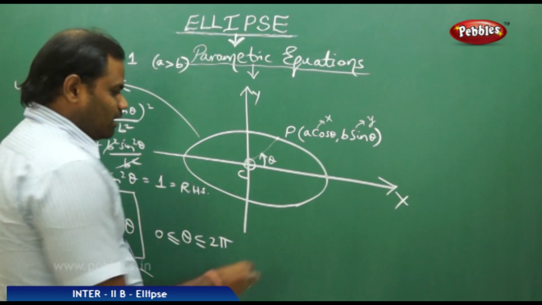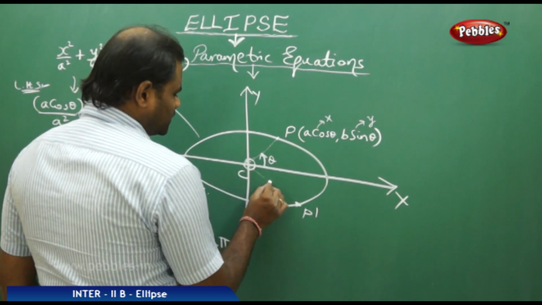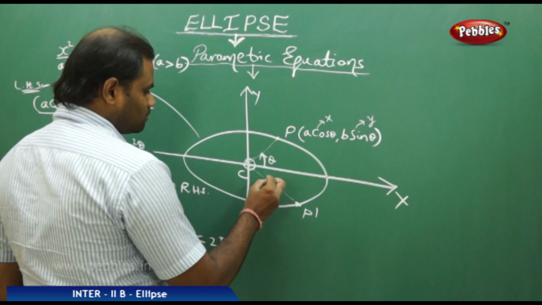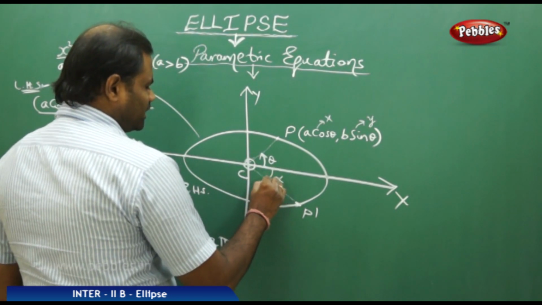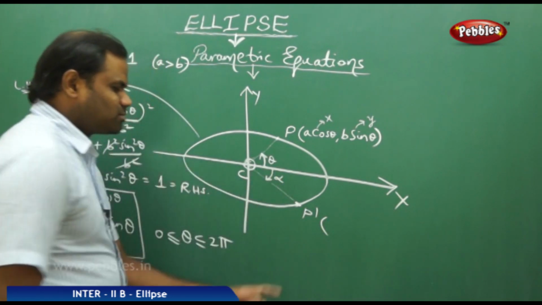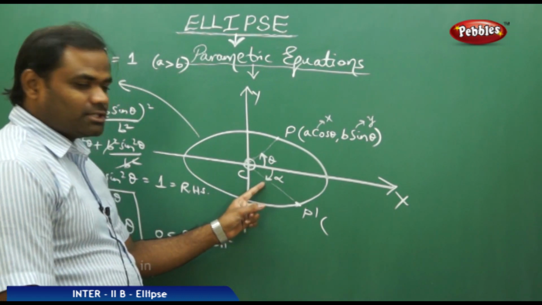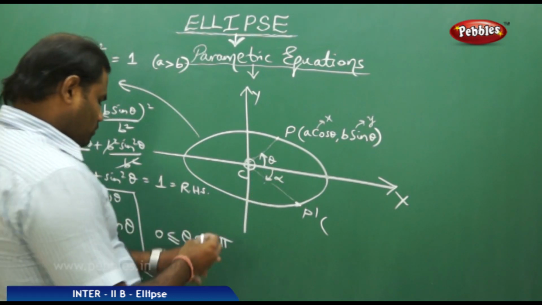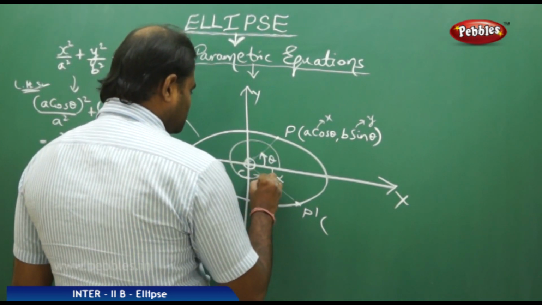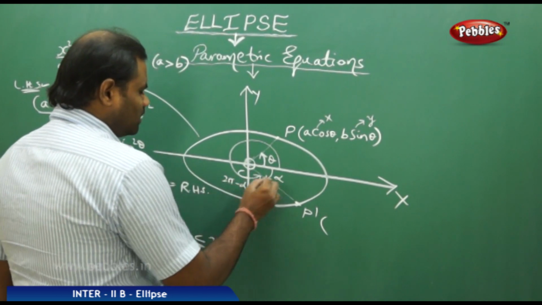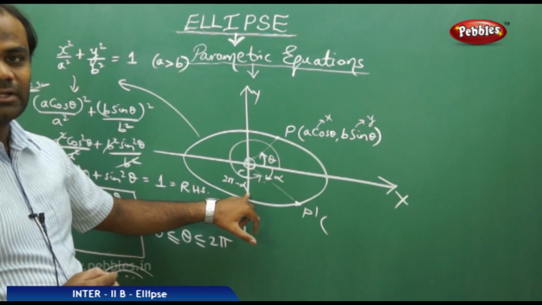So for example, I have another point P dash with this angle being alpha. Then the parametric coordinates of P dash are not a cos alpha and b sin alpha, because the angle is measured in the anti-clockwise direction, and therefore this angle would be 360 minus alpha. If this is alpha, the whole angle would be 360 minus alpha, which is 2 pi minus alpha.